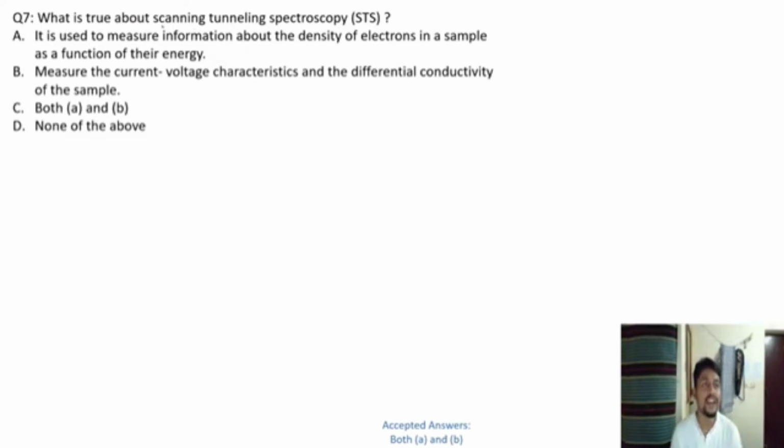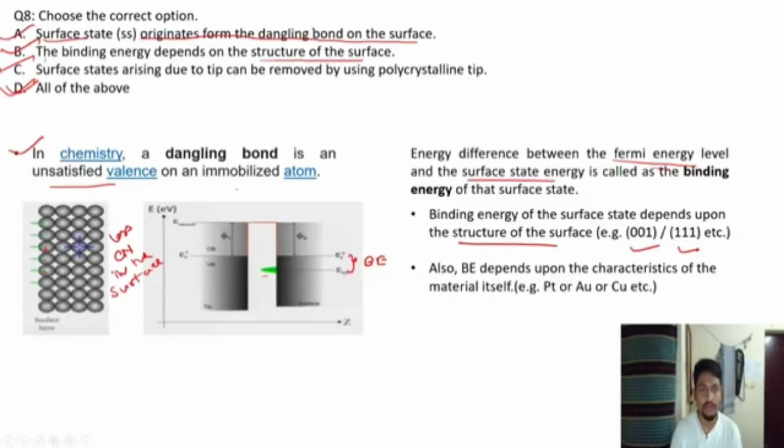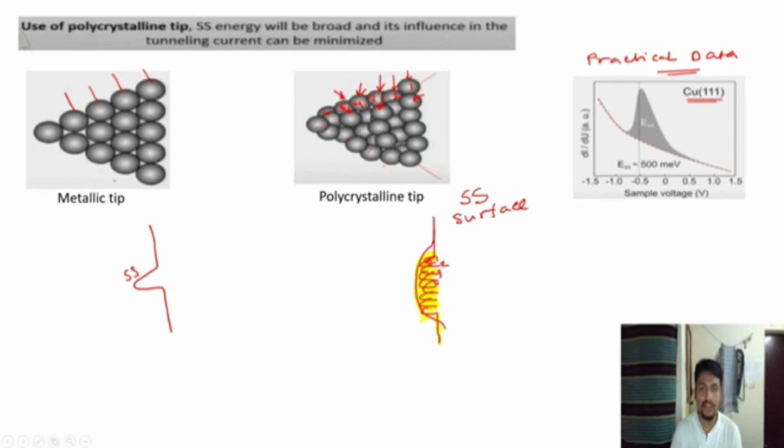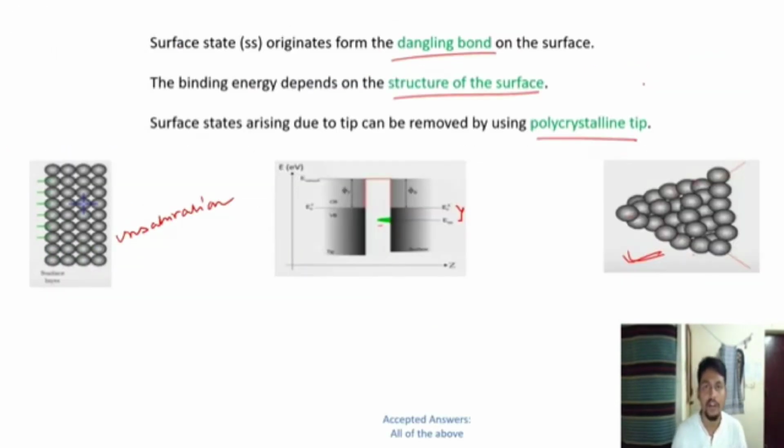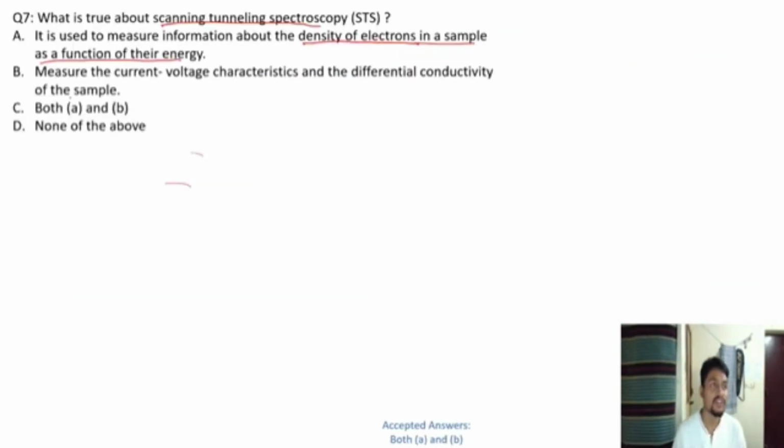What is true about scanning tunneling spectroscopy, right? It is used to measure information about the density of electrons in a sample as a function of their energy. So can scanning tunneling spectroscopy measure the density of electrons? Yes, obviously. That is nothing but due to the surface state, the density of states. So obviously we are measuring the density of states, right? So this is true.